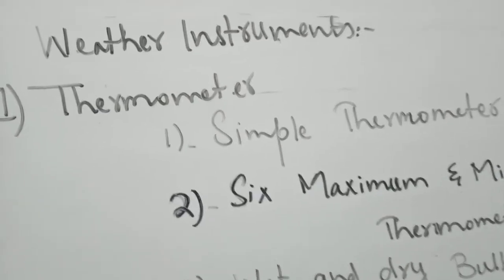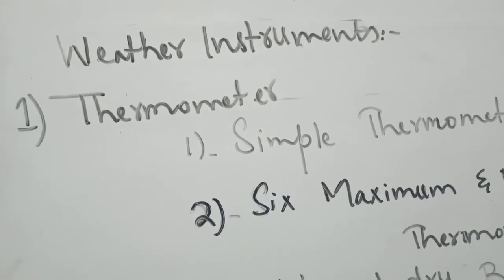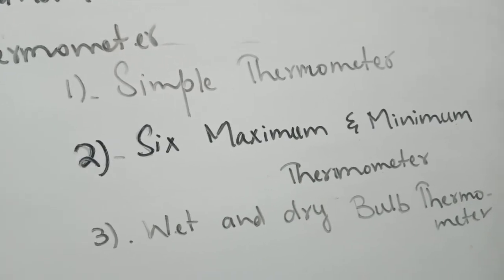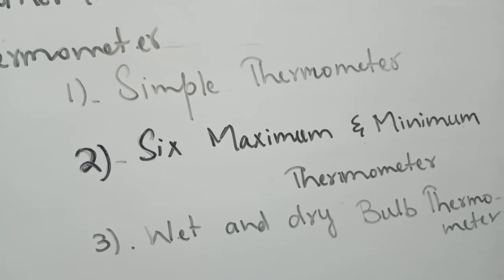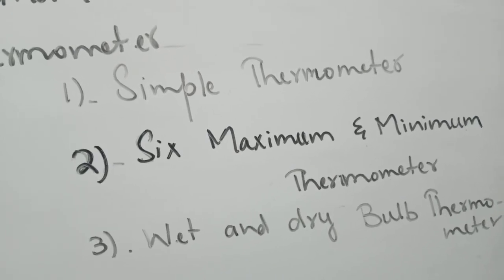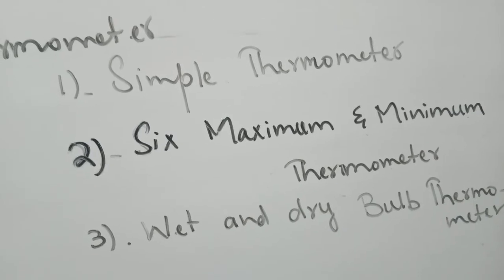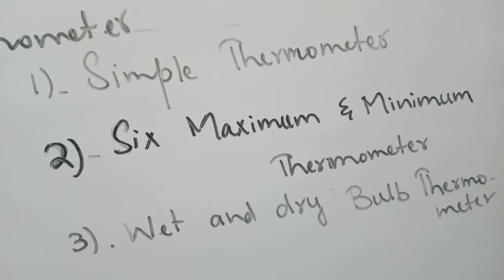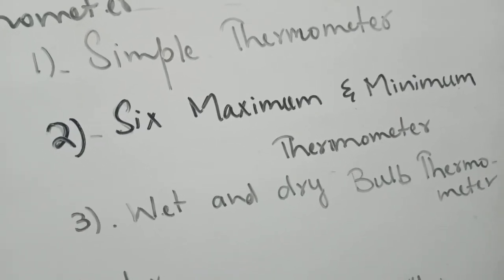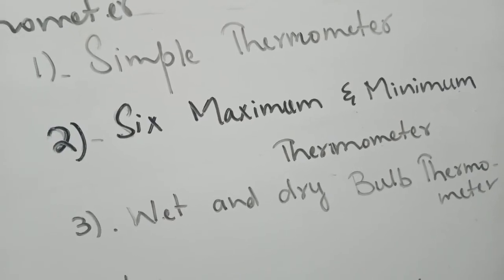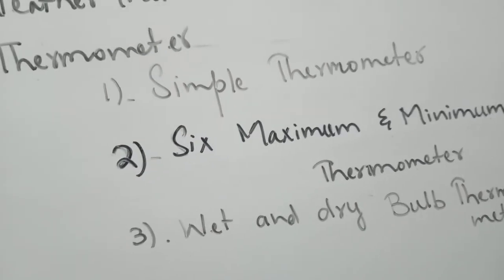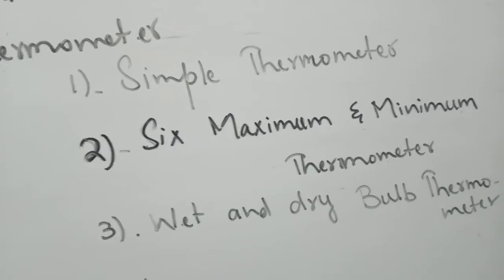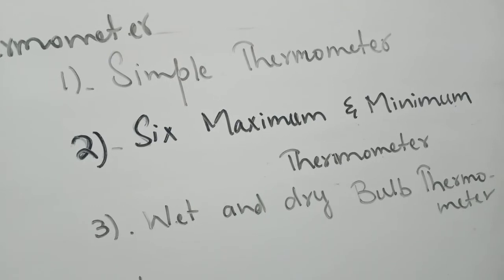The first weather instrument most commonly used is the thermometer, to check the temperature, and there are a lot of varieties of the thermometer being used all over the world. The simplest type is named the simple thermometer. Further advancement gives us the maximum and minimum thermometer. The third type is the wet and dry bulb thermometer. So the thermometer is widely used to keep a record of temperature, and there are three important types we can see on the board.